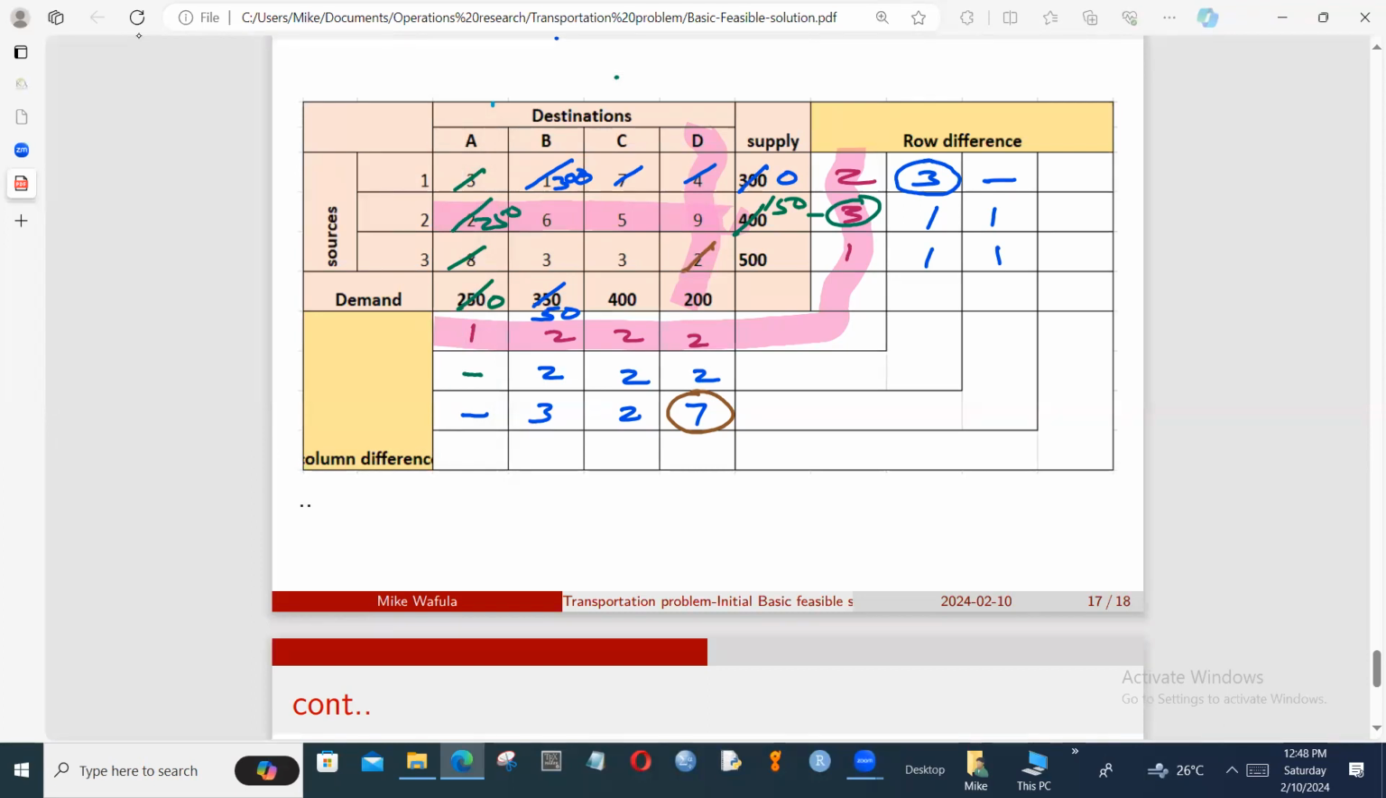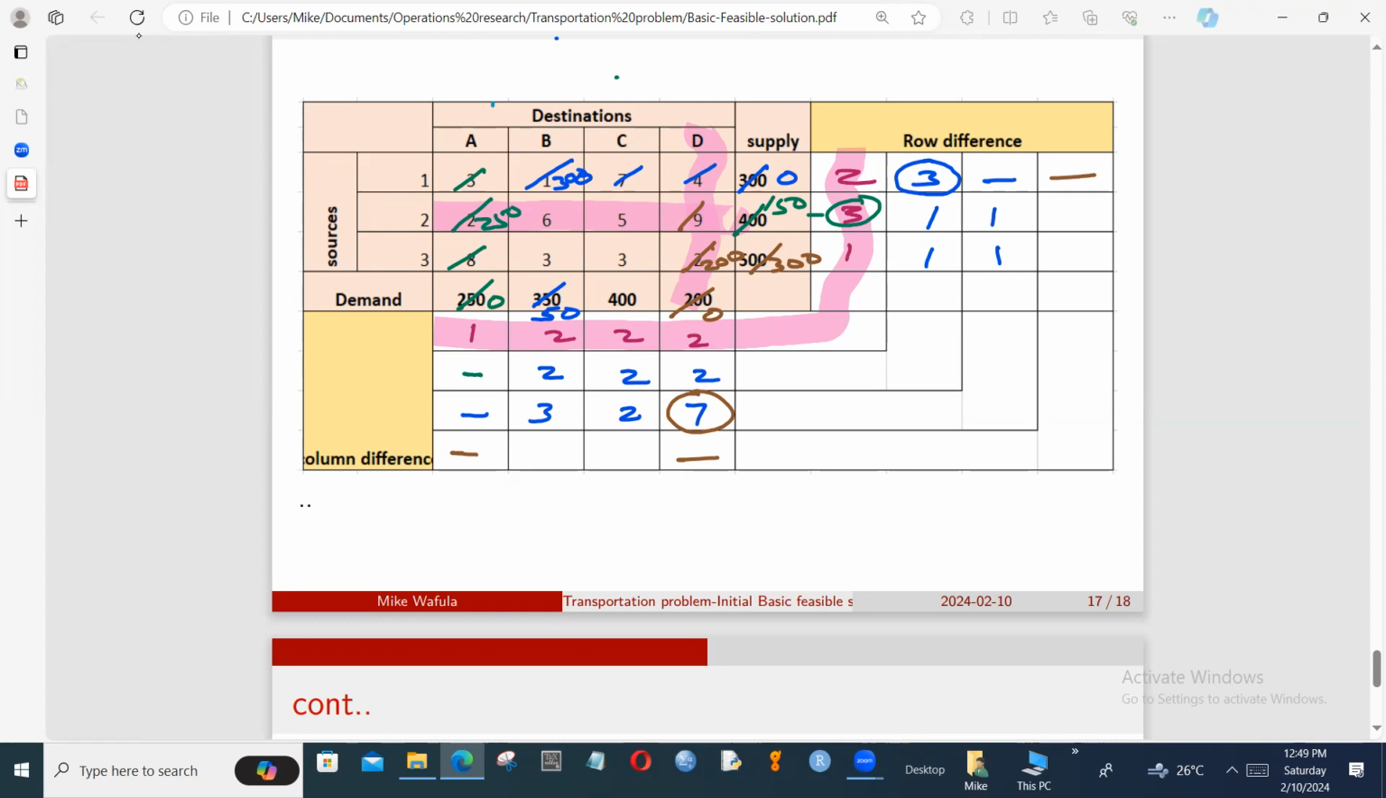The best cell in this particular column between 9 and 2 is this of 2. And so 2 here, I'm checking 200 against 500. The least is 200. So I'll have now met the demand of destination D. But then this one will be remaining with 300 more units, to be assigned elsewhere. So that means the next row and column difference, this will be dashes.